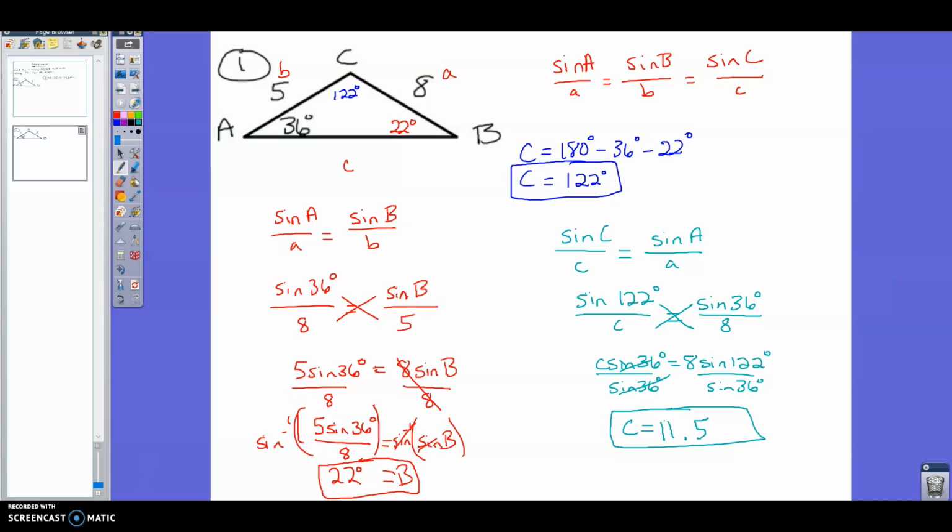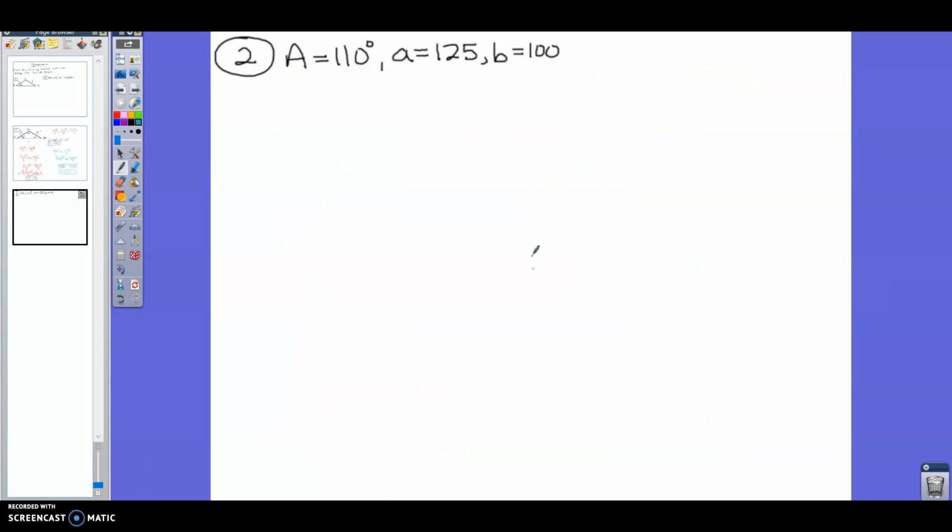Okay, so we're being asked to find all the missing sides and angles on this as well. So this one, they just gave us angle A is 110, side A is 125, and side B is 100. So it's going to be easier if we go ahead and draw a triangle. So 110 degrees, that's definitely an obtuse triangle. So we're going to label this as A, and we'll call this one B and C.